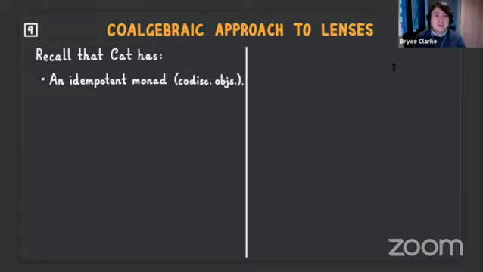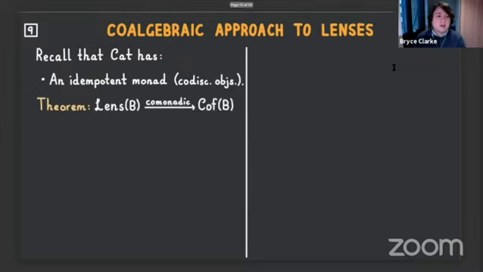So again, recall that Cat has an idempotent monad, which takes every category to its corresponding co-discrete category on the same set of objects. So notice the similarities between this and the algebraic approach we saw before. And we can use this to prove our theorem that Lens of B is comonadic over Cof of B.